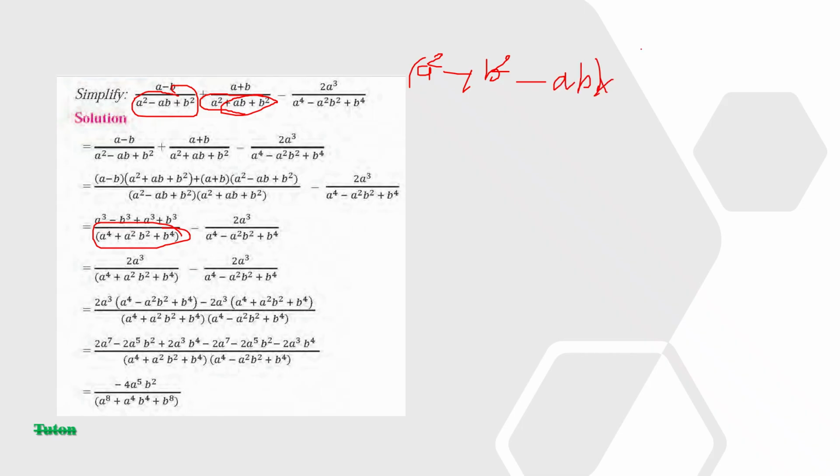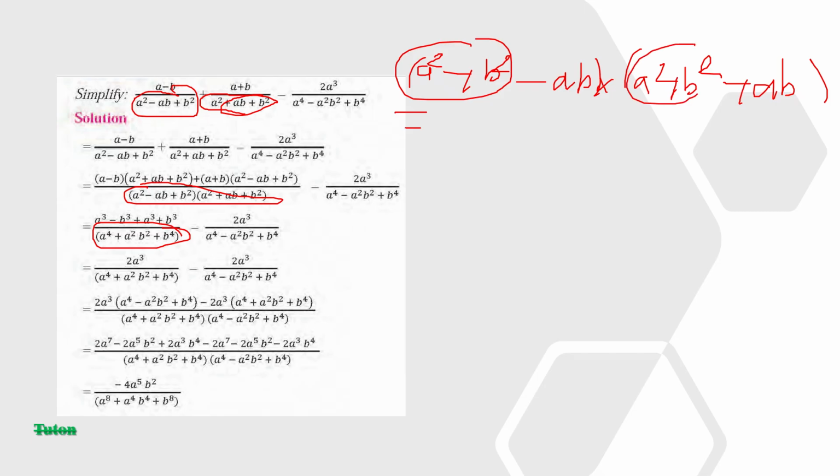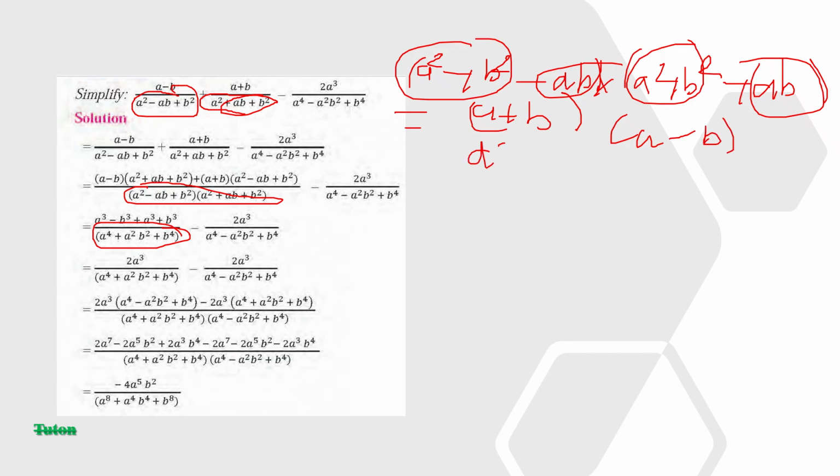multiplied by a square plus b square plus ab, which would be the LCM. This part is the LCM we have obtained as of now. This first term we will consider as A, and this second term we will consider as B. Now we have the formula for A plus B times A minus B, which is A square minus B square. It is a simple formula, as we all know.